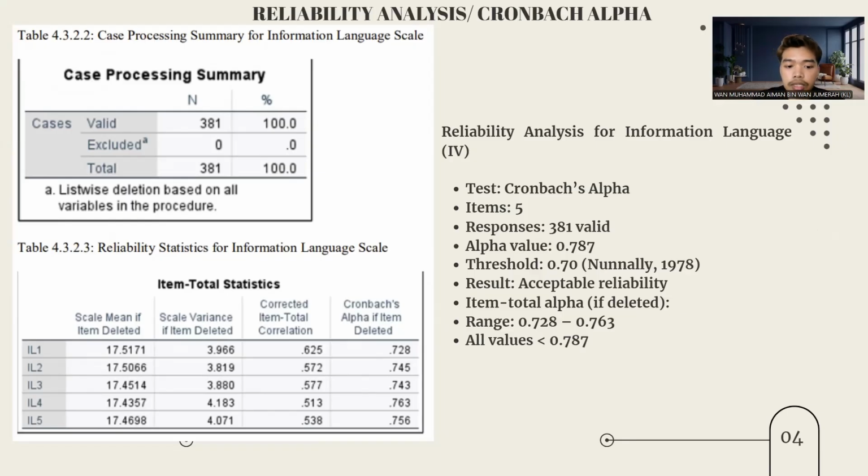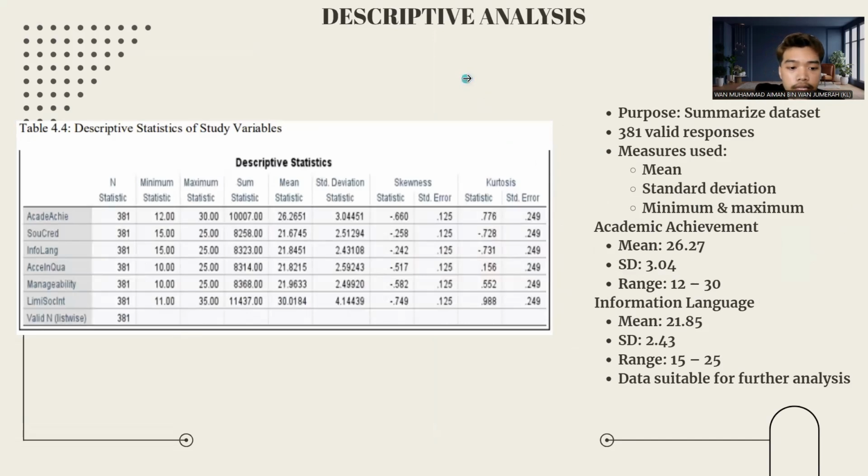The item-total statistics show that the Cronbach's alpha if an item is deleted ranges from 0.728 to 0.763, which are lower than the overall value of 0.787. This means that removing any item would not improve the reliability of the scale. Next, we move to the descriptive analysis.